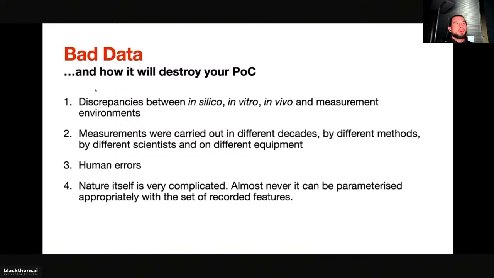Let's consider how. First, there are discrepancies between in silico, in vitro, in vivo, and measurement environments. This one is very simple. In silico is emulation, a model of the world. In vitro are experimental studies in model organisms, mice, cells, etc. So a model environment is an oversimplification of the world.